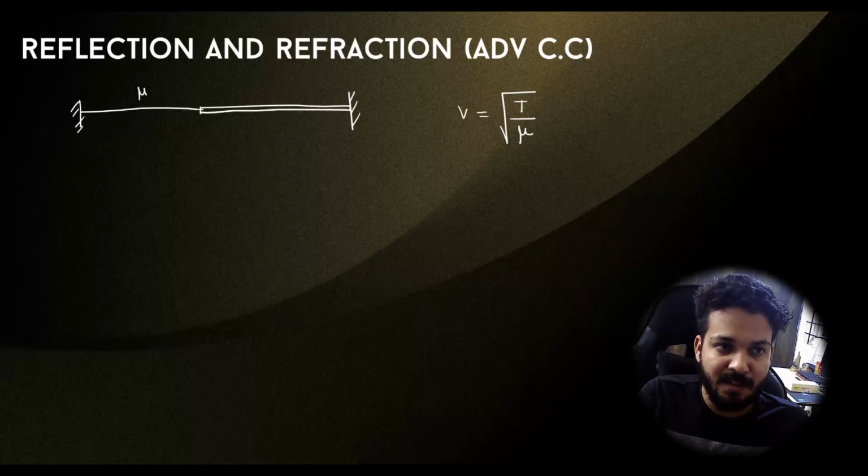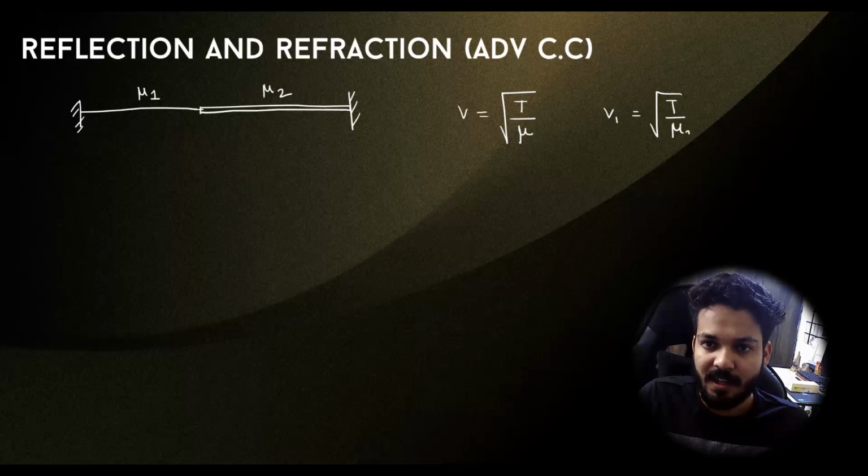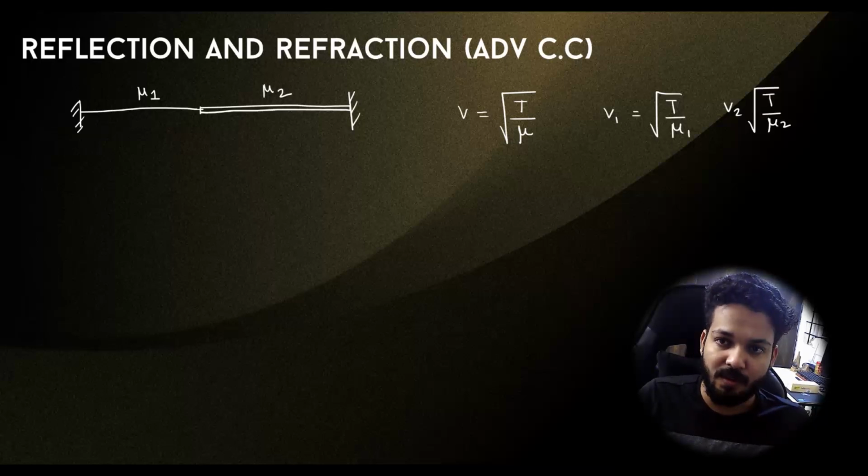So if I take the mass per unit length here as mu1 and this one as mu2, then the velocity for the wave on the first part would be under root of T by mu1, and for the second part it will be root of T by mu2. So that means the velocity will be different. Now, as the wave velocities will be different, I'll have to write some equations to represent them.